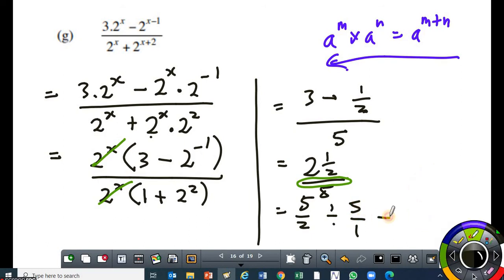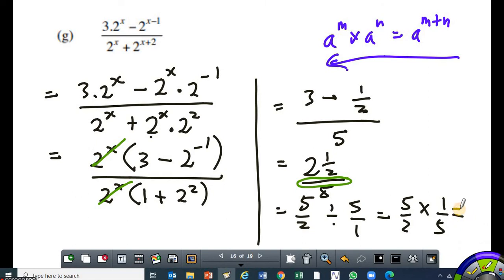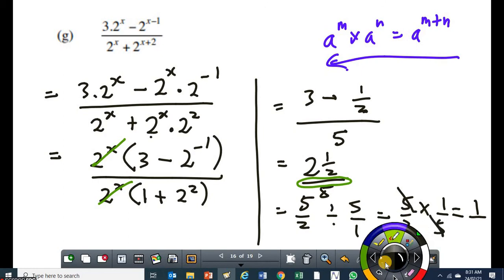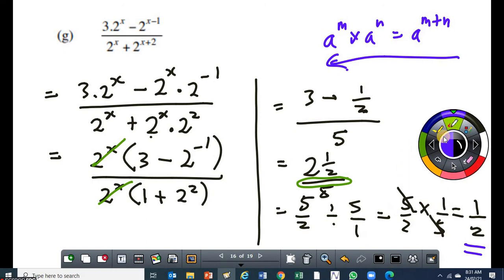Now, here, remember, you write as 5 over 2 times, you introduce multiplication over 1 over 5. So the final answer will be a half, because this cancels with that. Final answer will be a half. Okay? Right? Any question? Yes? Okay. There is no other method to do a question like this. There is no other method.